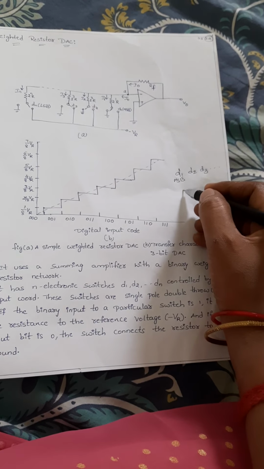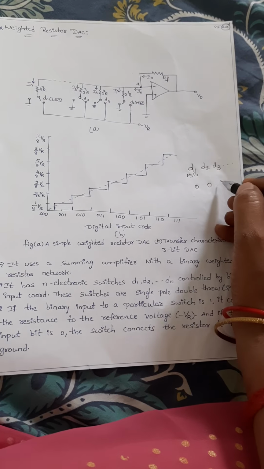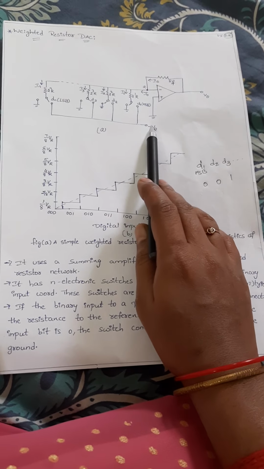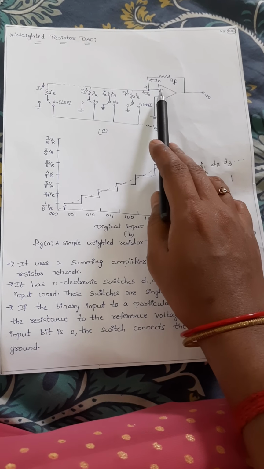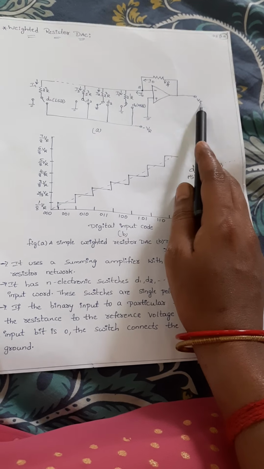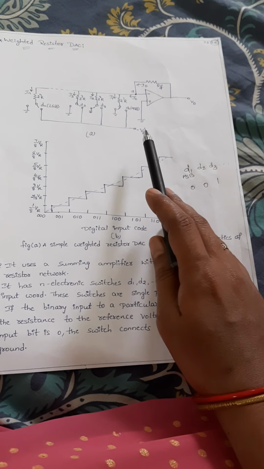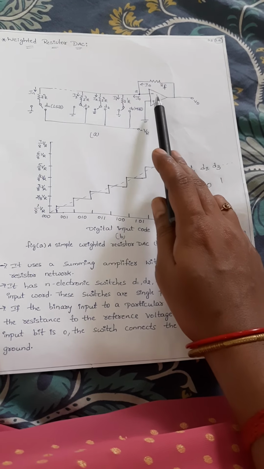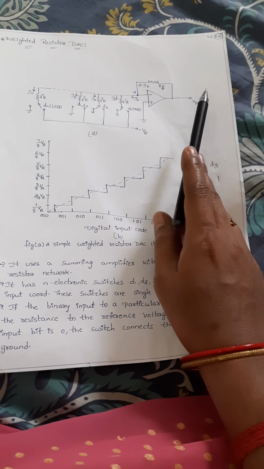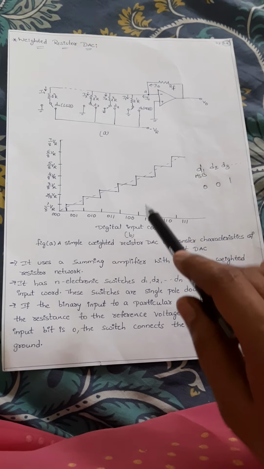So first we made D1 in the circuit 0, D2 0, D3 is connected to 1. As we are giving negative reference voltage and it is an inverting op amp, at the analog output you are going to get the positive staircase. It is a negative reference voltage and an inverting op amp, so it is going to give the analog output as a positive staircase. This is the positive staircase.